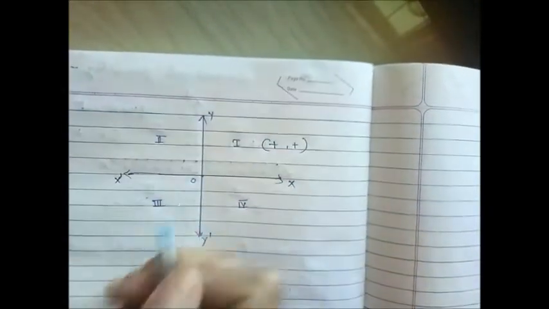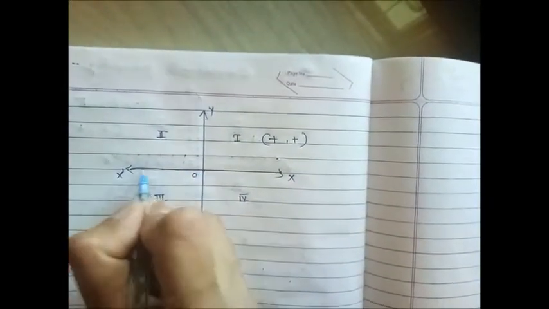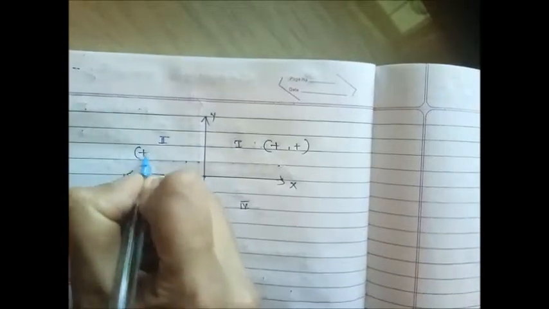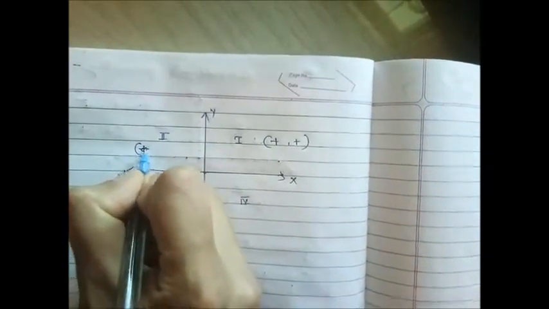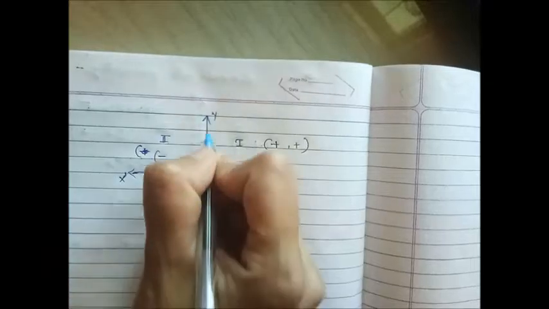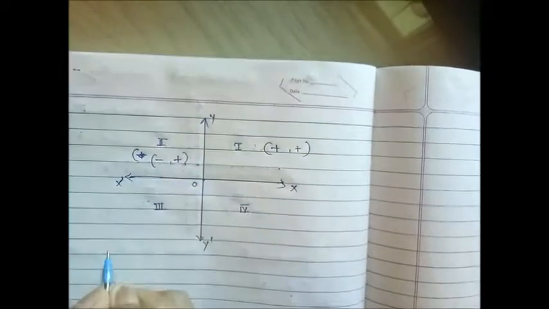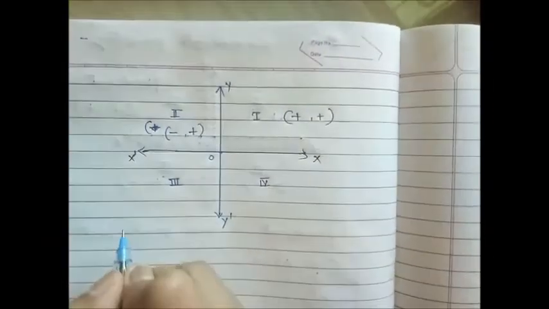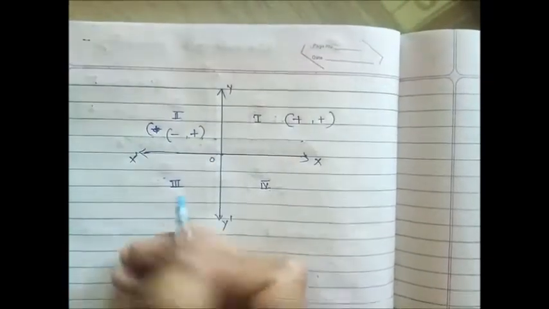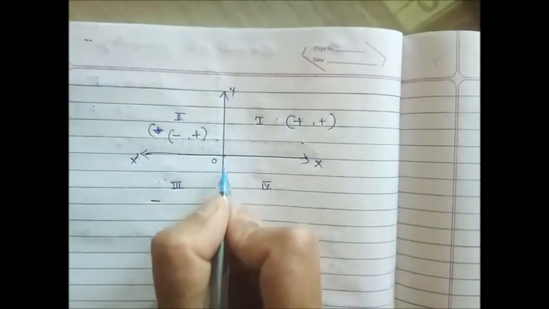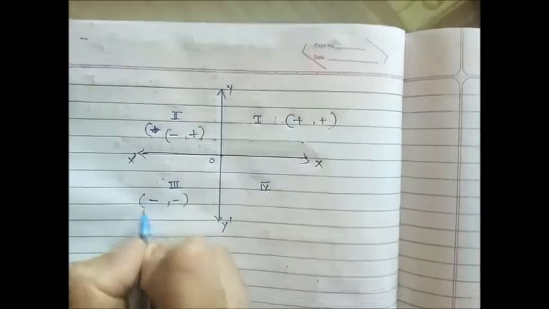Now in the first quadrant, both x and y will be positive, right? Now for the second quadrant, x will be negative and y will be positive, right? Now for the third quadrant, our x will be negative and our y will be negative, right?